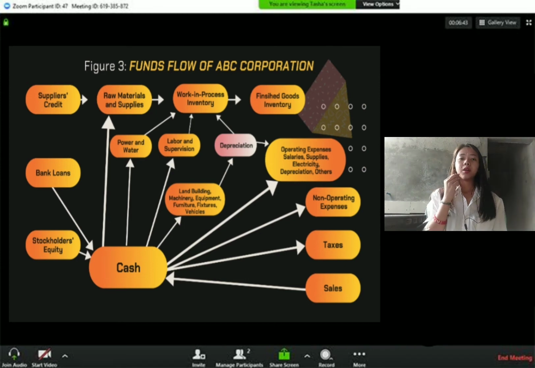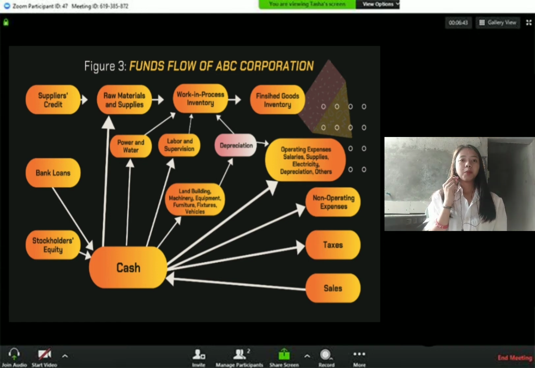As we take a look at the third figure, we should all know that there are other operating expenses that the corporation would have to pay for in cash. These are the salaries, supplies, electricity, and other expenses such as travel and representation, rental, and so on. Take note that there are two types of cost. The cost of making the product becomes the product cost, and the finished goods when sold become the cost of goods sold. Then there are period costs, which are the selling, general and administrative expenses.